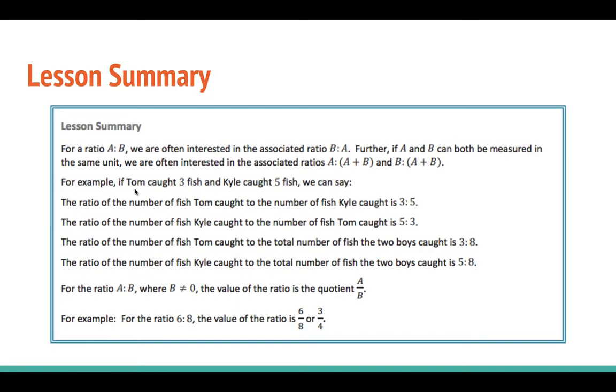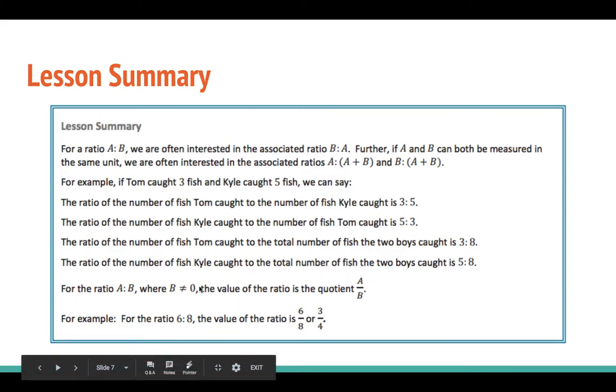So look at their example. If Tom caught 3 fish and Kyle caught 5 fish, we can say the ratio of the number of fish Tom caught to the number Kyle caught is 3 to 5. And vice versa, the ratio of the number of fish Kyle caught to the number of fish Tom caught is 5 to 3. That one you are still looking at part to part. And the ratio of the number of fish Tom caught to the total number of fish the 2 boys caught is 3 to 8, so that's part to whole. And the number that Kyle caught to the total fish is 5 to 8, another part to whole. This part is what they really showed you in this.